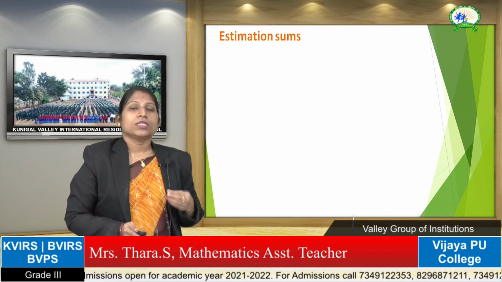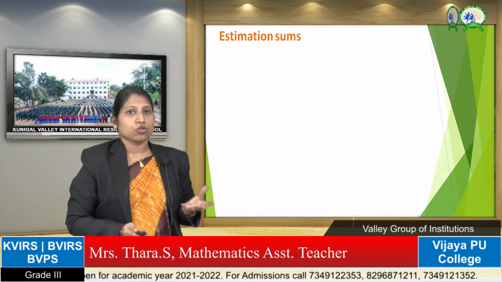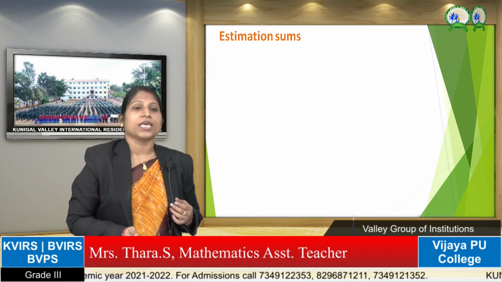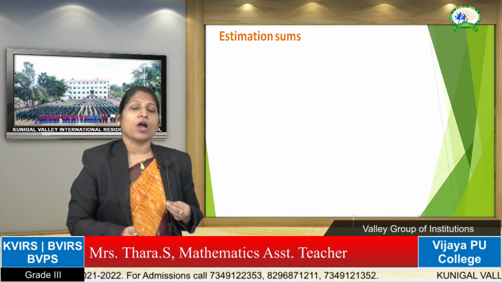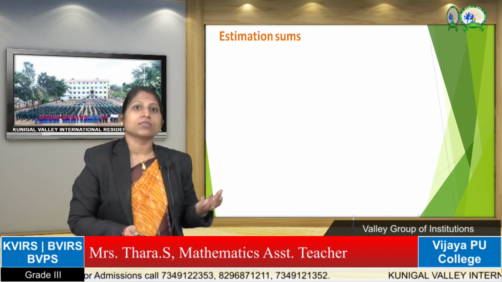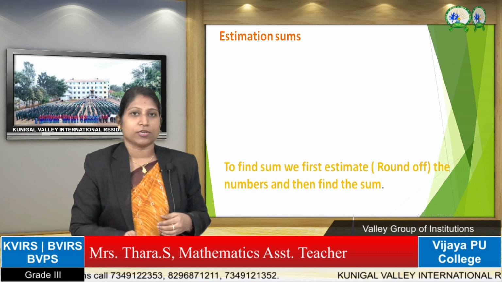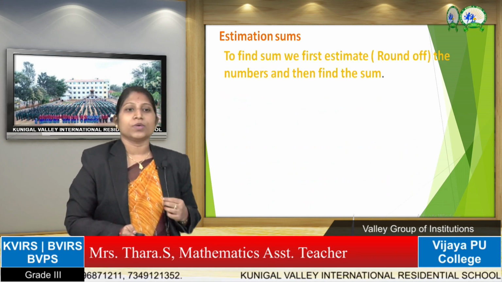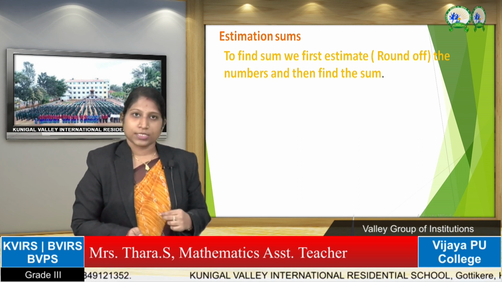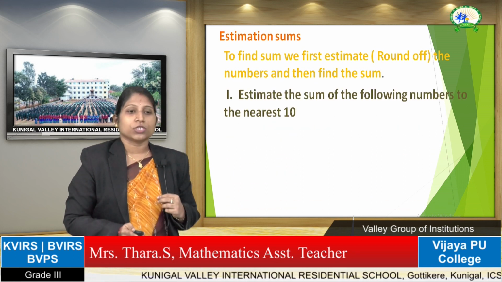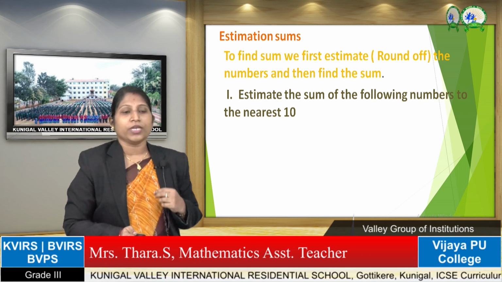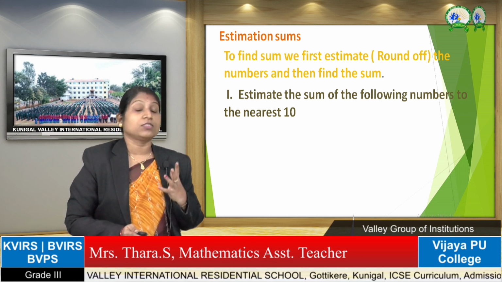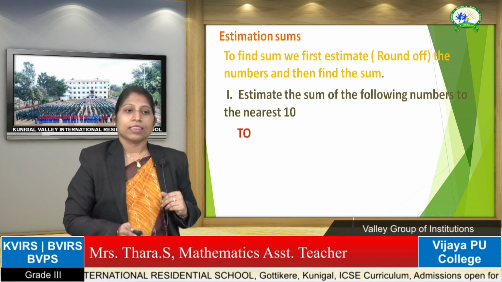So now another concept, and the last concept of the addition chapter, is estimation of sums. First you have to estimate the given numbers and then you start to add, children. Find the sum. We first estimate, that is, round off the numbers, and then find the sum. The first question is: estimate the sum of the following numbers to the nearest 10. You have to concentrate on that.